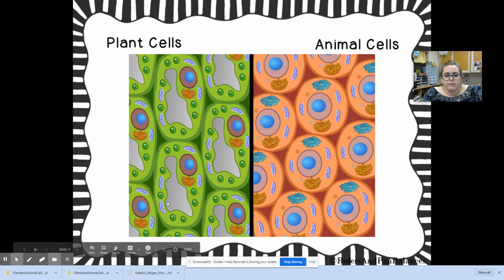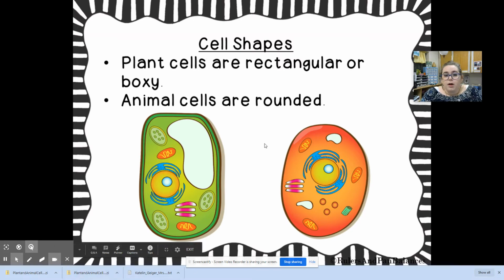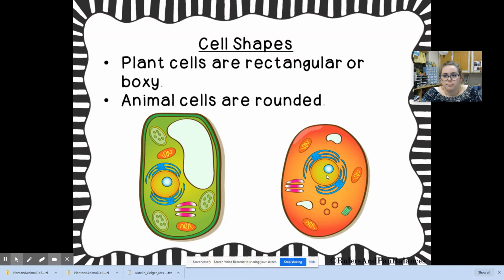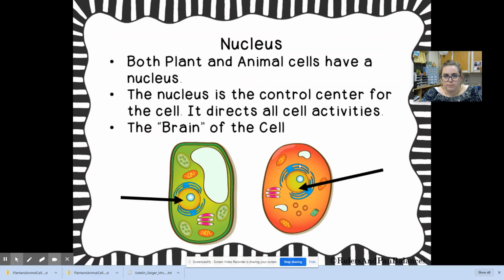Here are some plant cells and animal cells as they disappeared. So, cell shapes. Plant cells are rectangular or boxy, and animal cells are rounded. So, plant, animal. Cells are filled with organelles. Organelles are structures that do a certain job in cells. Each job helps to keep the cell alive.